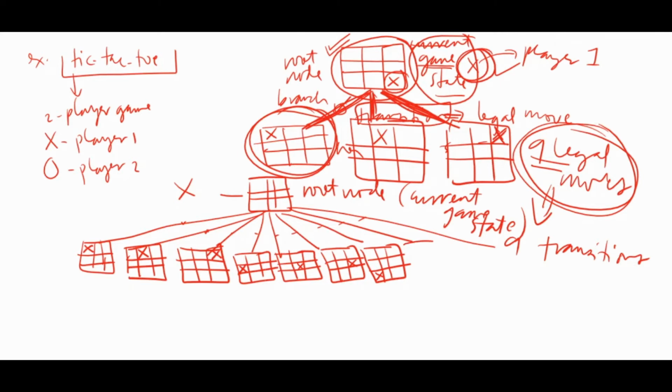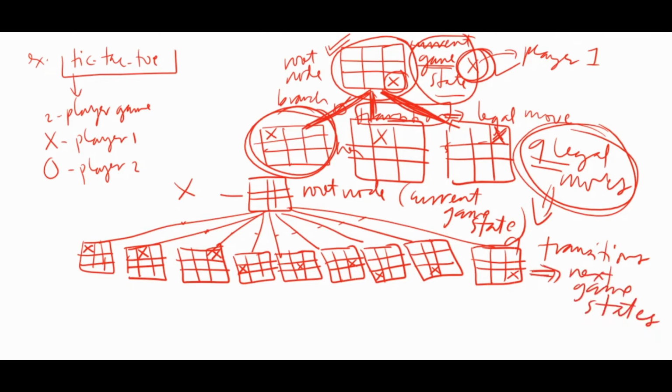And the eighth would be having the mark here. And the ninth, or the last, would be having the mark here. So these are all the possible next game states. There are 9 because there are 9 possible legal moves from this initial game state.